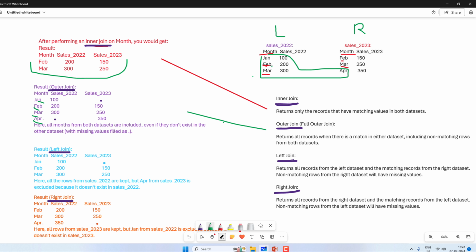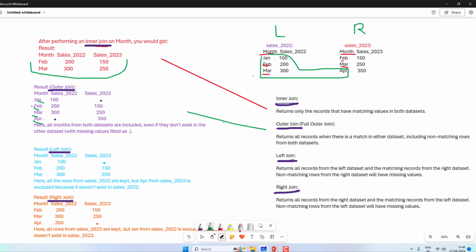So January is not present in the 2023 data set and April is not present in the 2022 data set. So what will happen when we join these two data sets based on the variable month by using the outer join? When there is no January in the 2023 data set, it will give it as blank, and when there is no April in the 2022 data set, it will give it as blank.